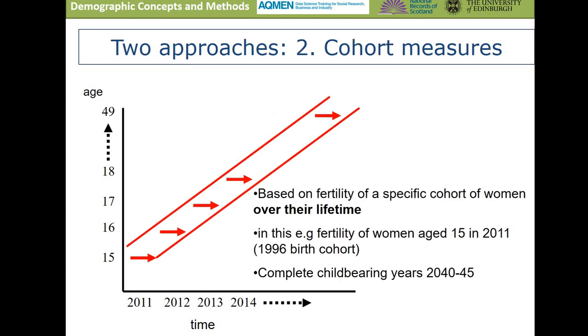Whereas a cohort measure, we will be looking at fertility of a specific cohort of women over their lifetime. So we might look at the fertility of women who were aged 15 in 2011. So this is the cohort who were born in 1996. And we would follow that cohort as they age and measure and record the numbers of children that they have as they progress through the childbearing years. But of course, that requires them to complete their childbearing years. And for that, we're going to have to wait until 2040 to 45.